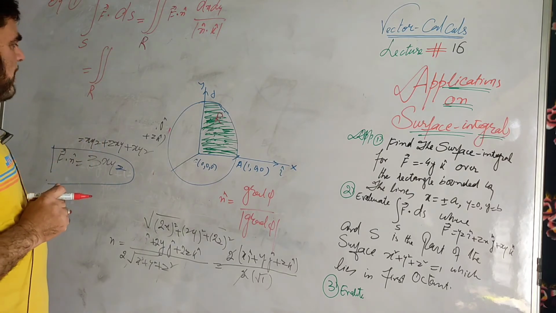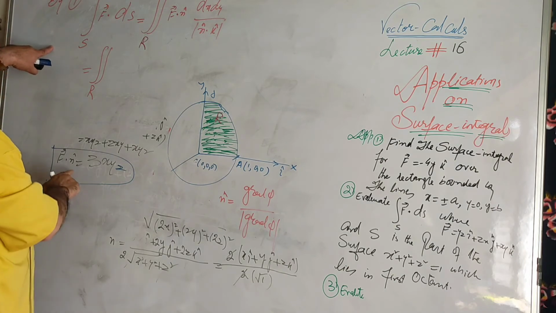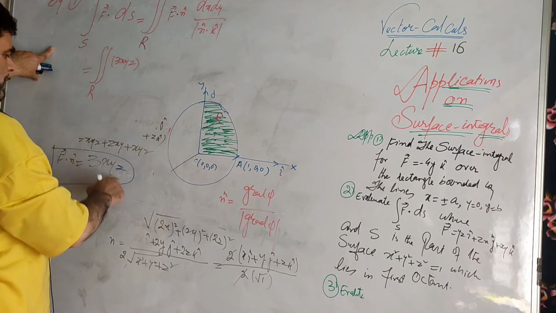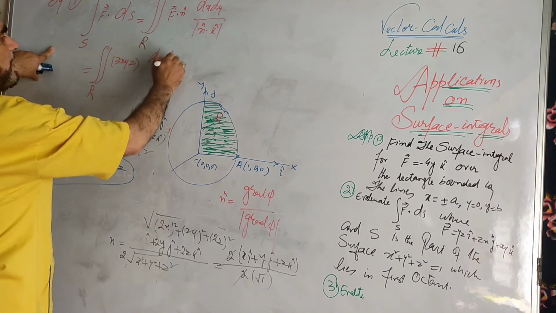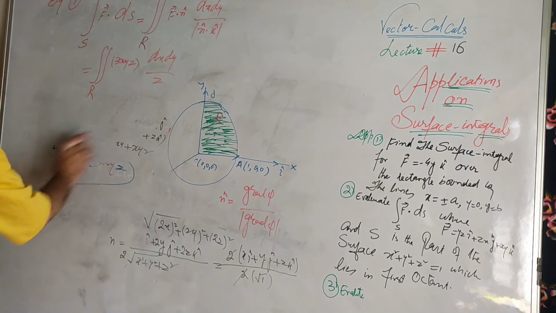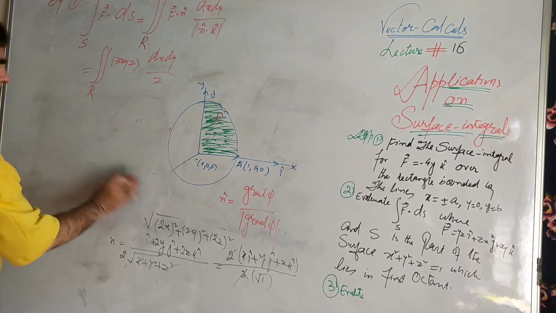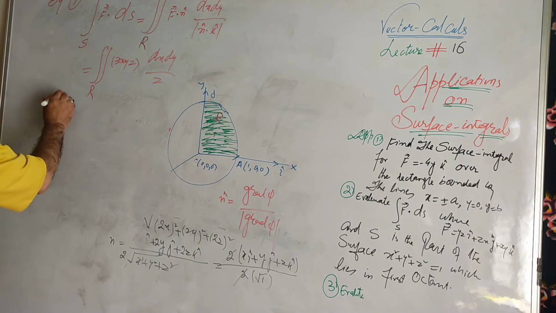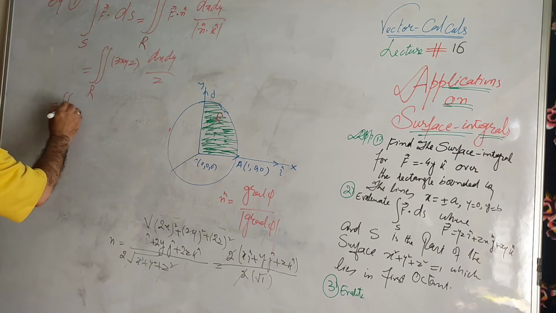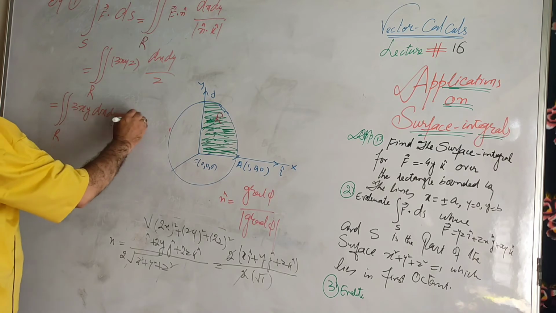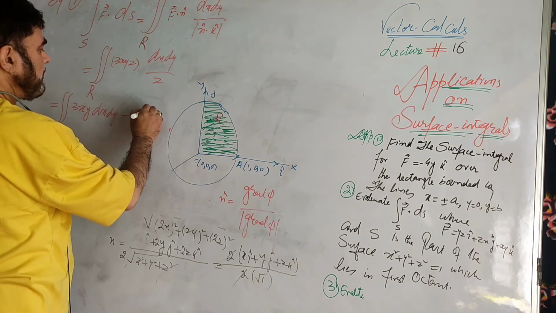Double integral over the region R. What is your f dot n? You have found it. It is 3xyz. This is your dx dy. What is your n dot k? It was z. That means you are getting this as double integral over the region R, z goes, it is 3xy dx dy. This is your equation number second.